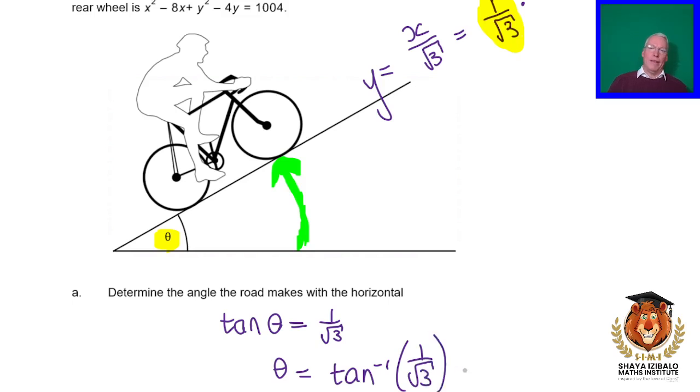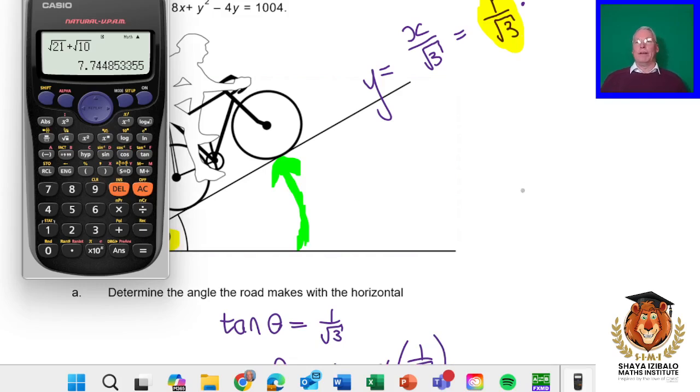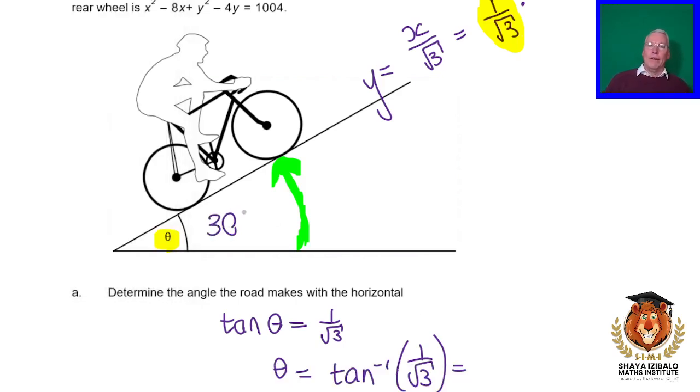And that's a special angle, so in fact the answer is going to be 30 degrees, but just in case you don't believe me, shift tan 1 over the square root of 3. Oh, okay, that bracket was in the wrong place, guys. There it is, 30 degrees. So theta is 30 degrees.